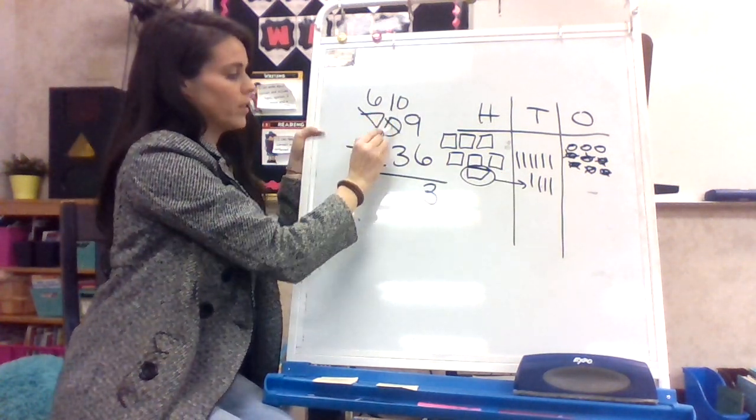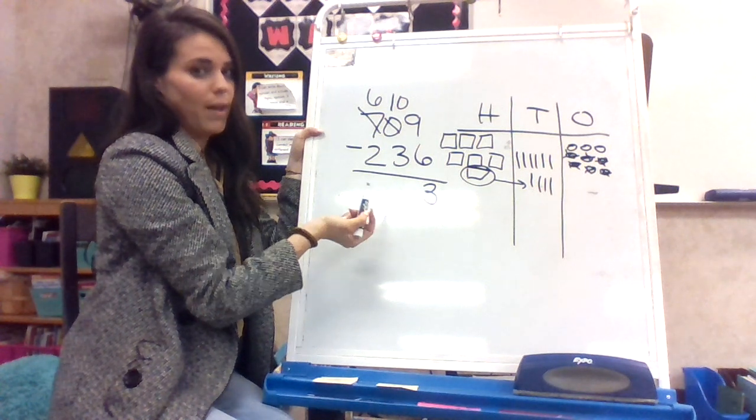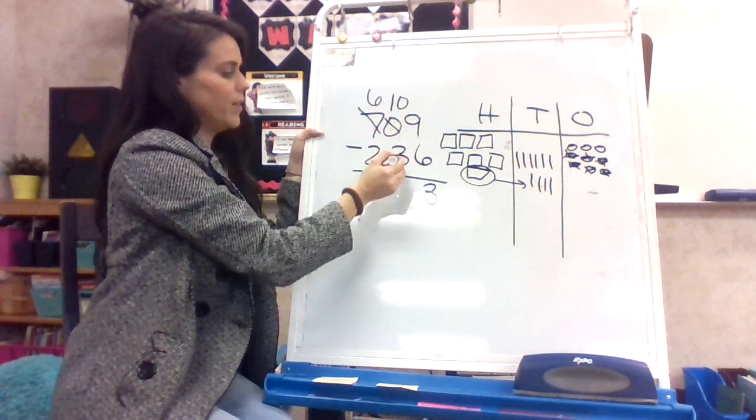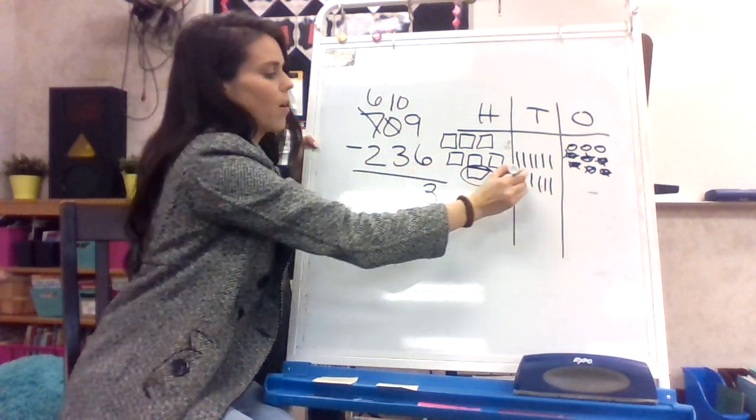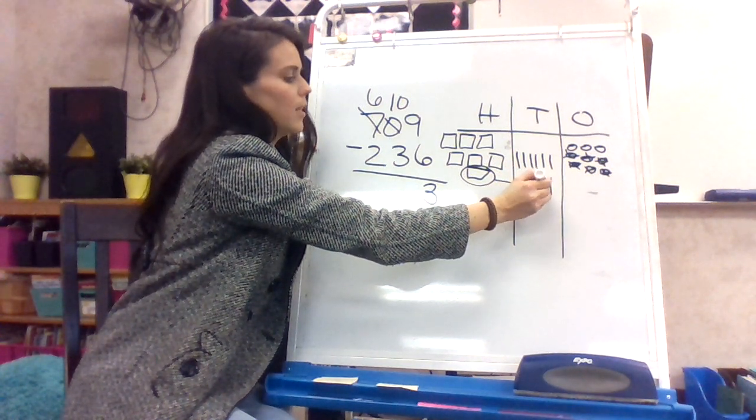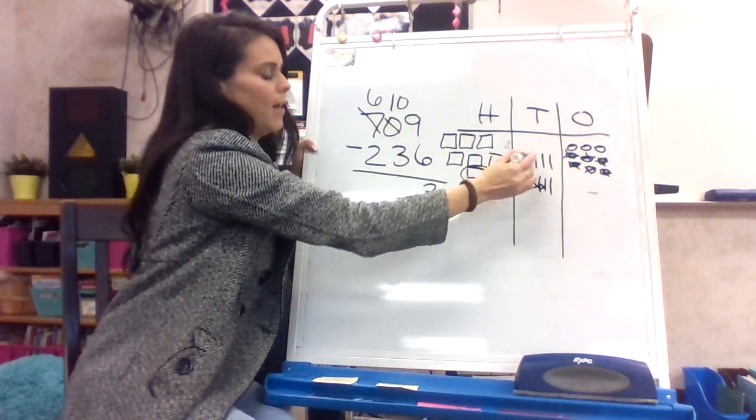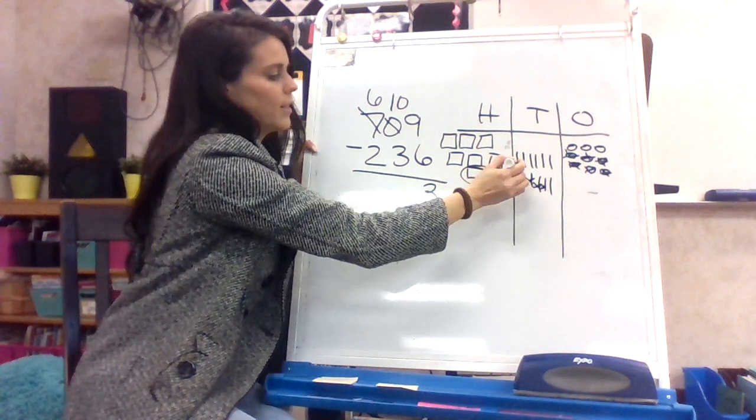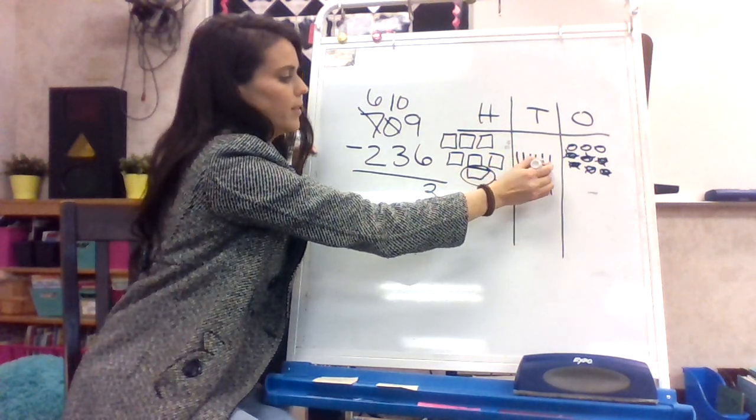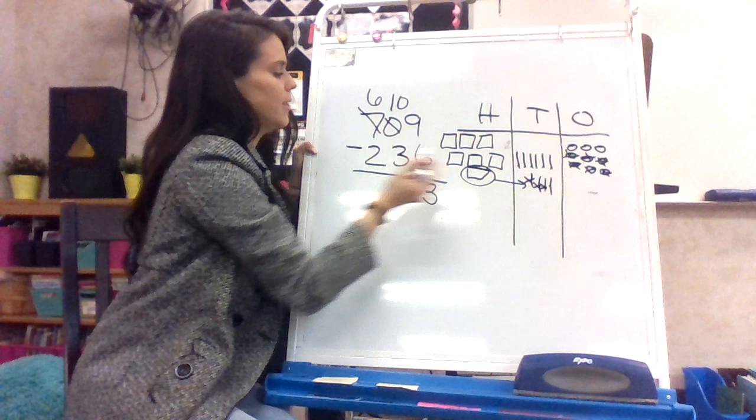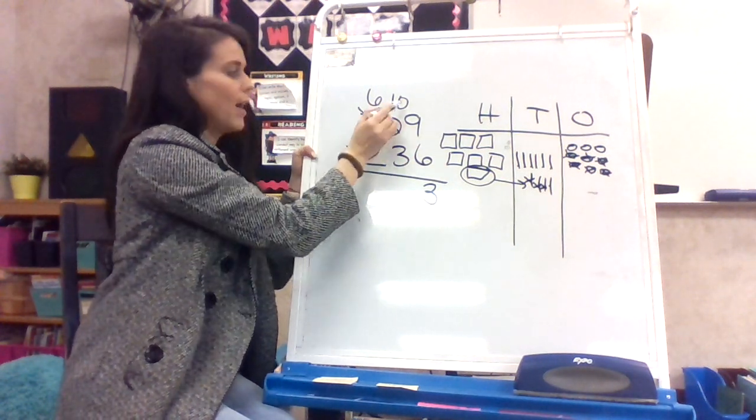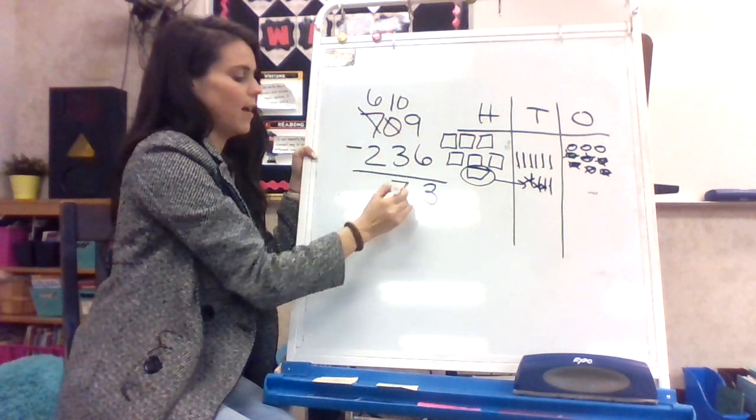So now we have more on top, so we do not need to stop. We're going to solve the tens place now. We can cross out 3 tens blocks to take away 3 from 10. And now we can see we have 1, 2, 3, 4, 5, 6, 7. There are 7 tens left. We want to check our work. 10 tens take away 3 is 7.